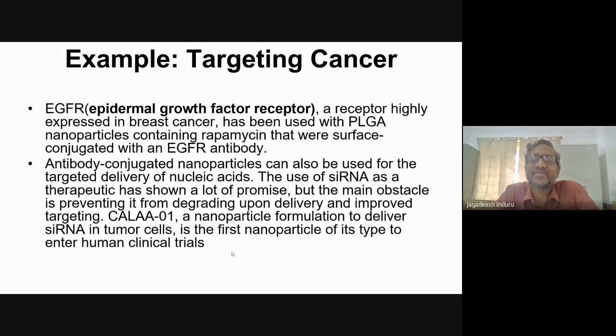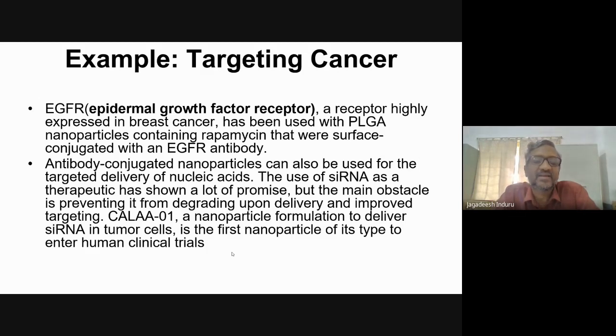interfering RNA. It is called a small RNA because it has a nucleotide length in the range of 20 to 21 nucleosides. This small interfering RNA acts as a therapeutic and has shown a lot of promise. But the main obstacle is preventing it from degrading upon delivery, because during travel itself it can be cleaved by hydrolysis.